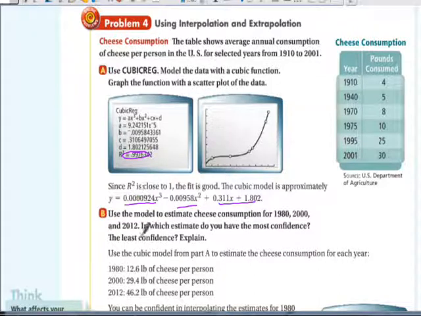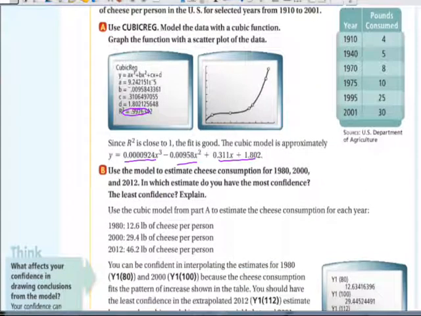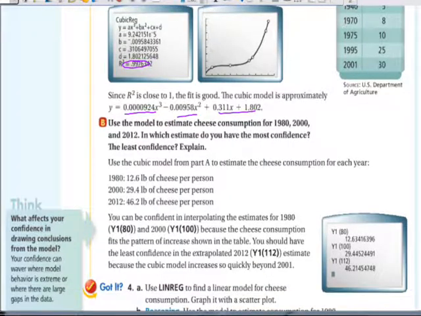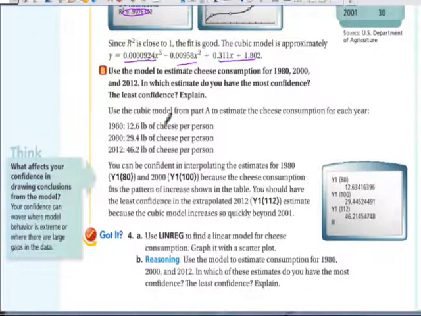Now, use the model to estimate cheese consumption for 1980, 2000, and 2012. In which estimate do you have the most confidence? So when we look at this, 1980 is within the data. 2000 is also within the data. 2012 is outside the data. We can use our calculator to do all of those and do a y calculation. That's not hard. And so we get 12.6, 29.4, and 46.2.